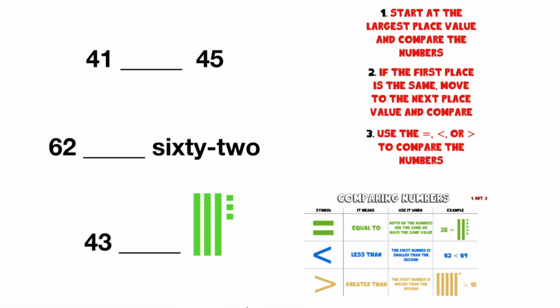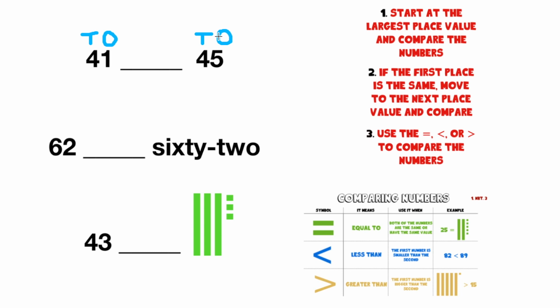Okay, so now I'm going to work on these next set of numbers, but I might need your help. So let's start off by comparing 41 and 45. I remember that we need to start at the largest place value and compare the numbers. So let's label the numbers again with our tens and our ones, T representing tens, O representing ones, because both of these numbers have two digits.